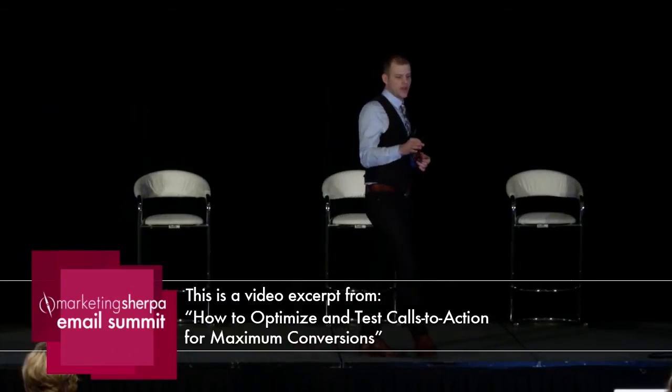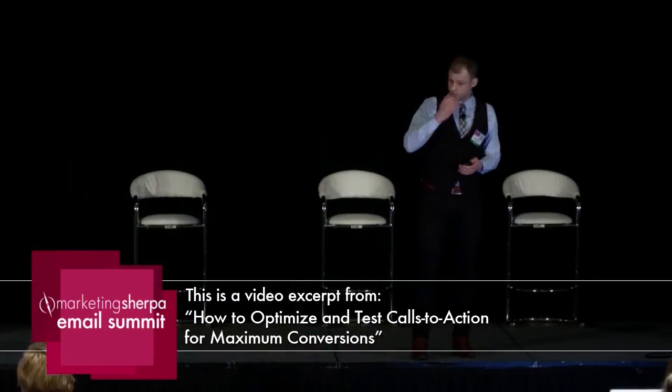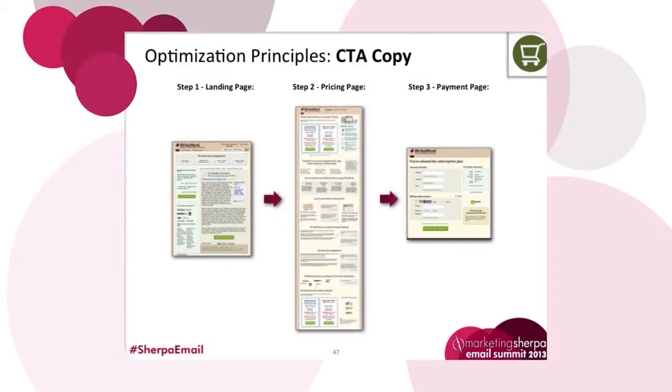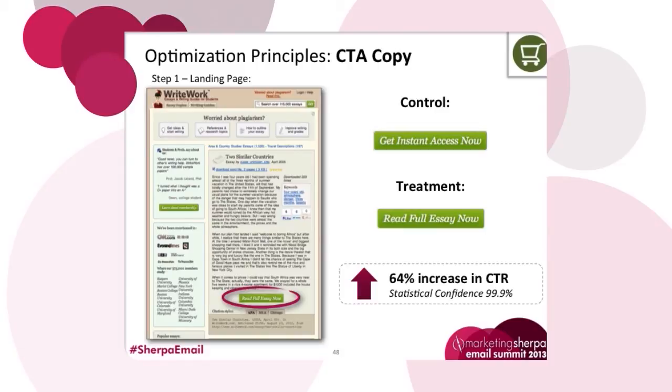So before I was talking about how your calls to action tie together the different steps in the conversion funnel. So I want to show you an example of how we increased how many prospects went from one step to the other, all the micro yeses, all the way to the big yes. This is an example from RightWork also that I talked about earlier. So on the landing page here, the control was get instant access now. This is not bad copy at all.